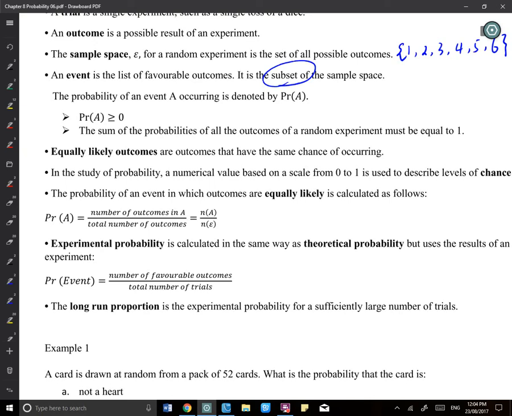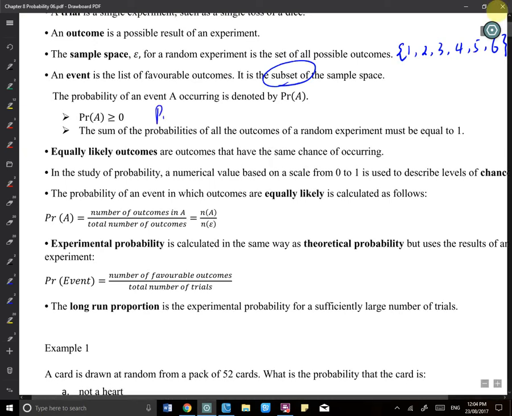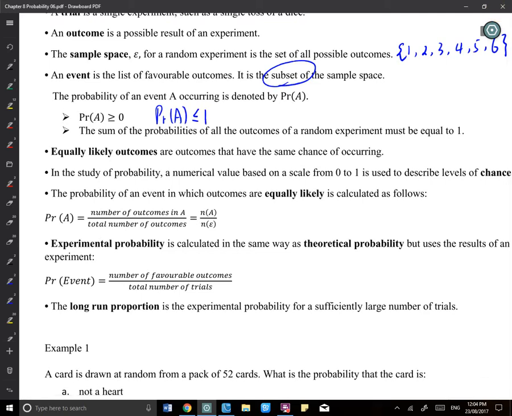But this probability has some restrictions. First of all, the probability must be greater than or equal to 0. We never talk about negative probability. Also, the probability of that event needs to be less than or equal to 1. Either you are 100% sure it could happen, or you're not that sure, but it can't be 200% sure. In maths we don't have 200% sure. So the probability will be between 0 and 1.